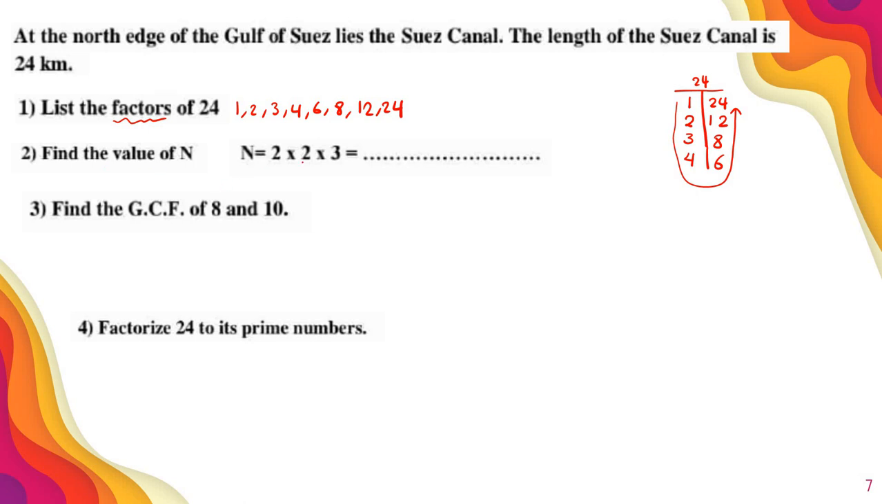Find the value of n. n equals 2 times 2 times 3. It's super easy, right? 2 times 2 equals 4. 4 times 3 equals 12. So n here equals 12.